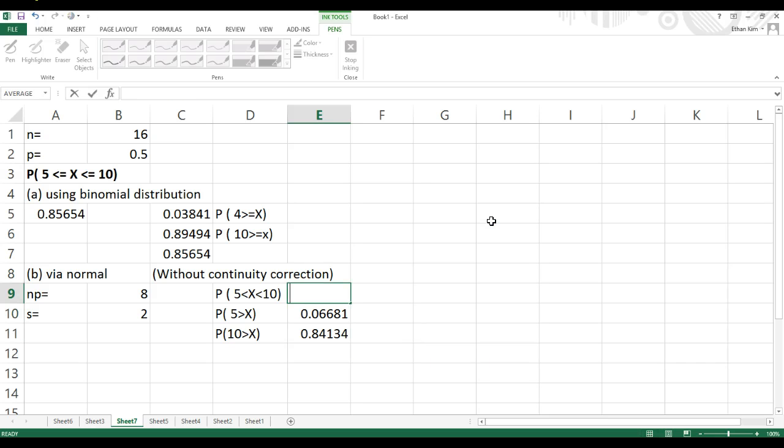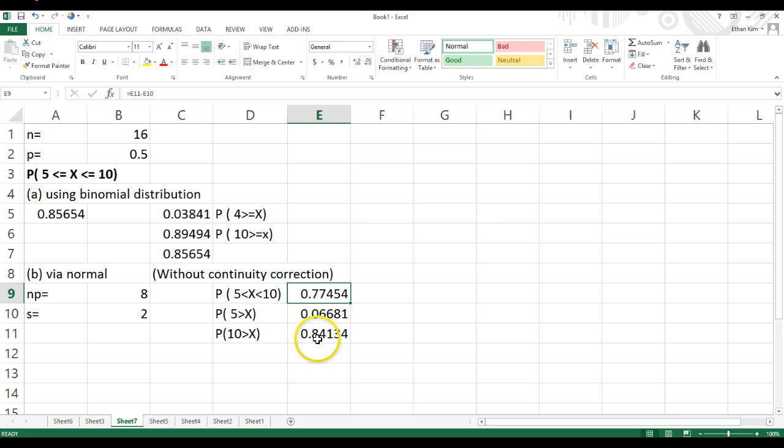And if you subtract those two, this is the answer we get. Okay, let me just highlight these. Alright?